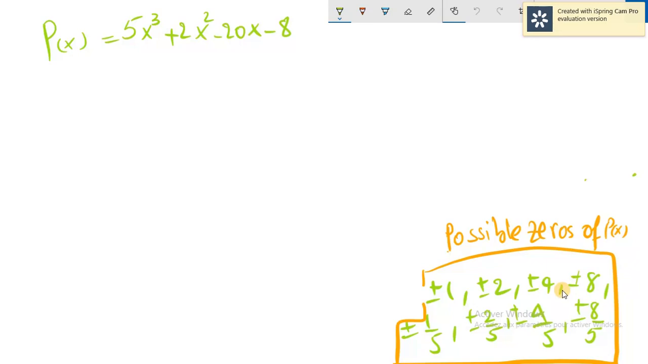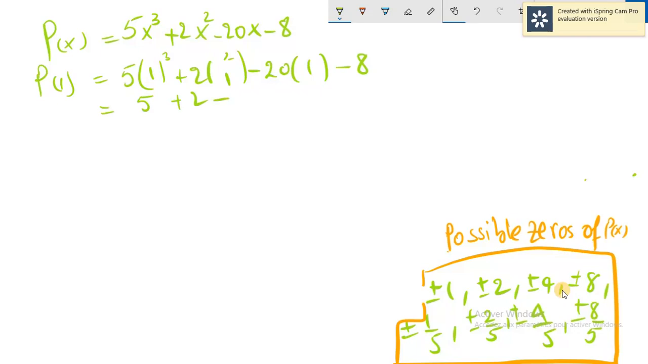So let's try with the first value, plus 1. I'll be calculating p of 1. That is going to be equal to 5 times 1 cubed plus 2 times 1 squared minus 20 times 1 minus 8. So what I get here is 5 plus 2 minus 20 minus 8. Obviously this is not equal to 0. It's equal to negative 21, which is not equal to 0. So that means that 1 is not a real zero for p(x).